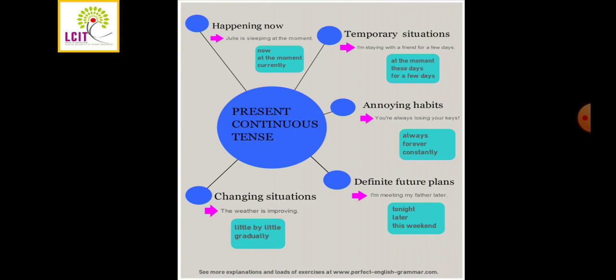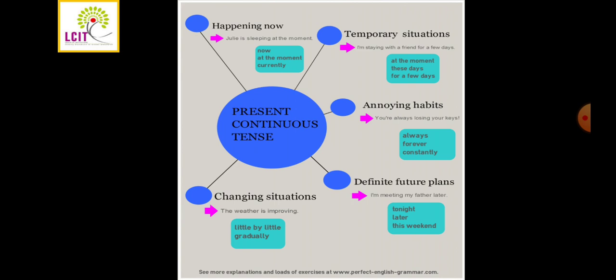So what is the formula for present continuous tense? Subject plus am or is or are plus first form of verb plus ing plus object. So ing will always come for continuous tense, whether it is present, past or future, with the first form of verb. Okay, now next in continuous tense is past continuous tense.